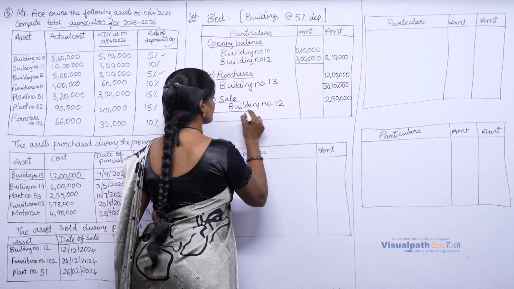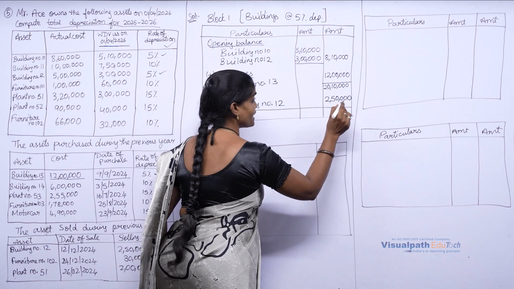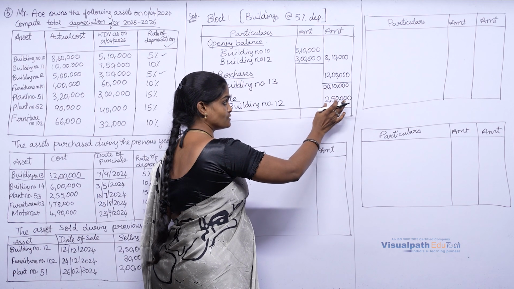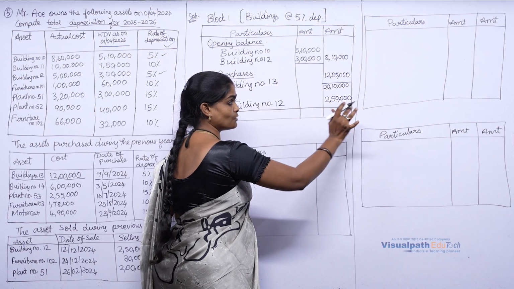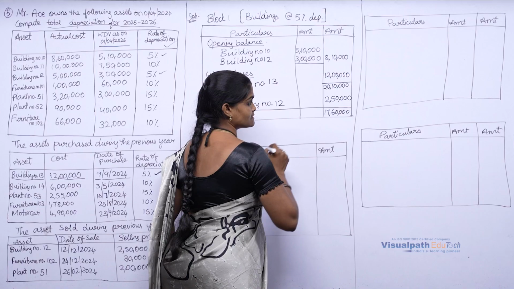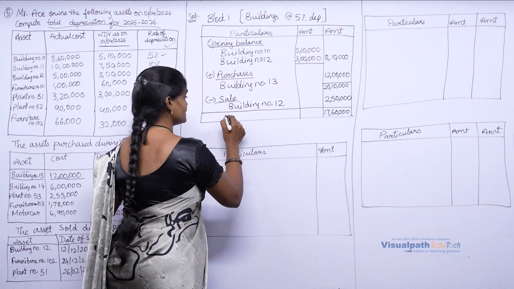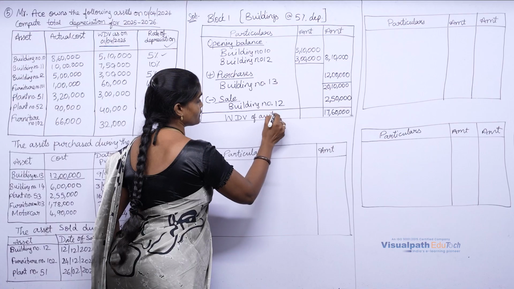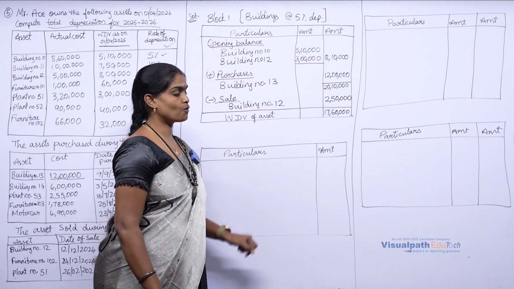2,50,000. Now subtract this, you will get the actual value which is right with you. Now 2,10,000 from this 2,50,000 value is sold out. Now you are left with 17,60,000. Clear? This is the written down value of the asset. Clear? Asset under block 1.